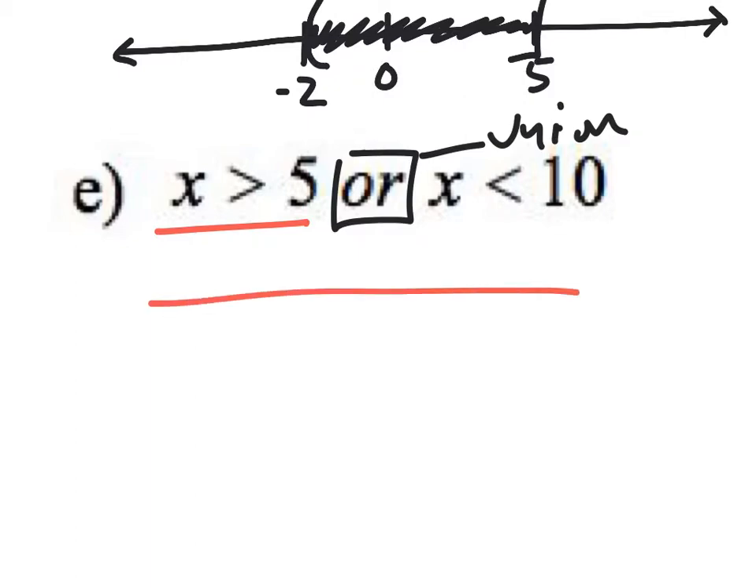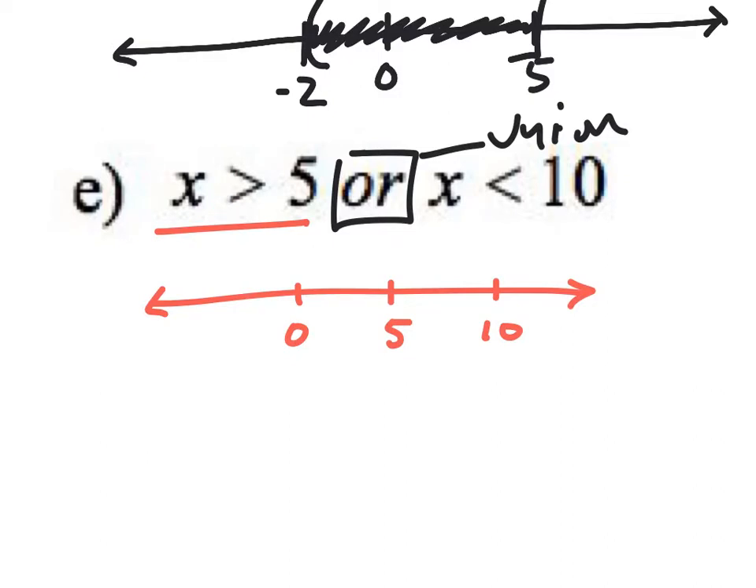Do that in red, okay? So let's put our 0 down, and let's put 5. And then the other number we're dealing with is 10, so I'm going to put that on there as well. Okay, and this says that my x values are going to be greater than 5.